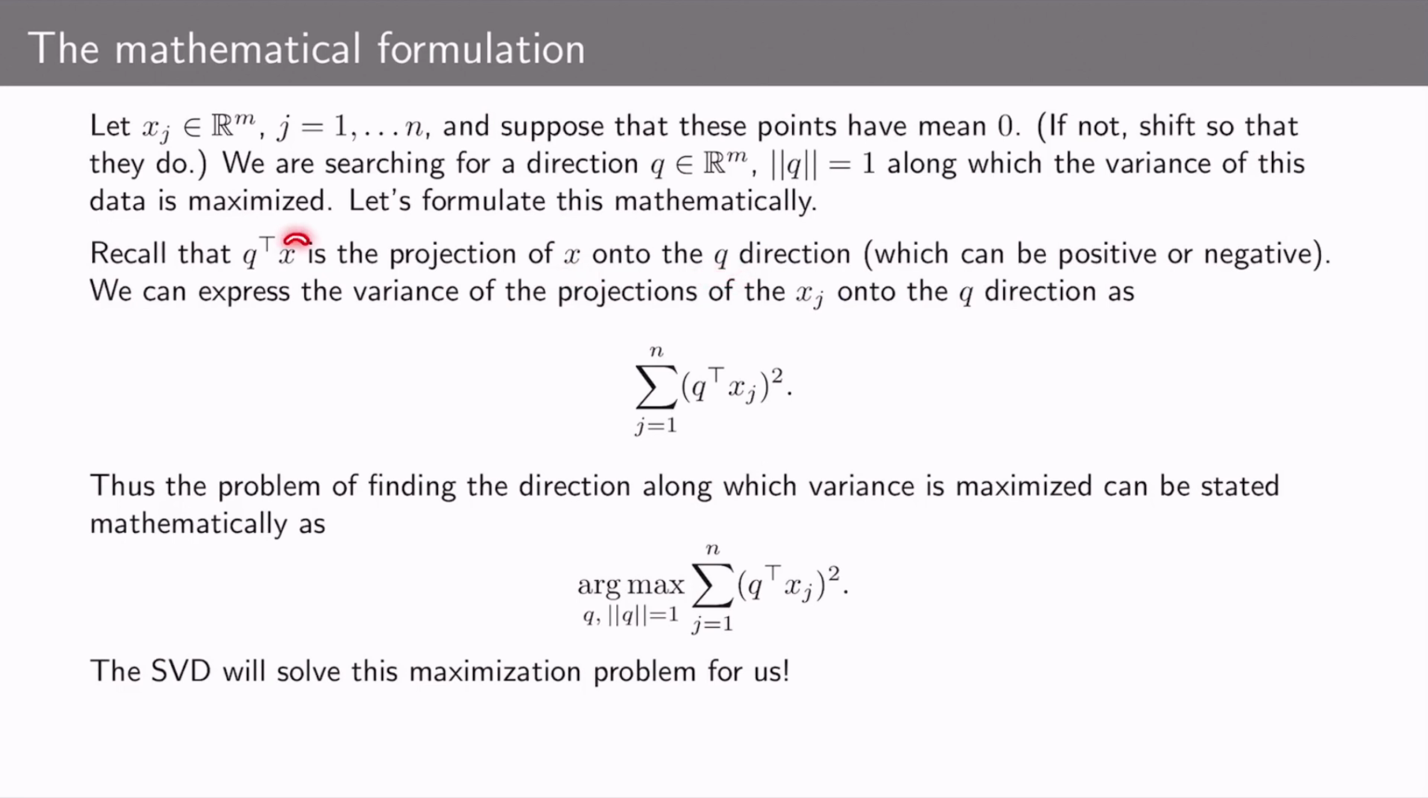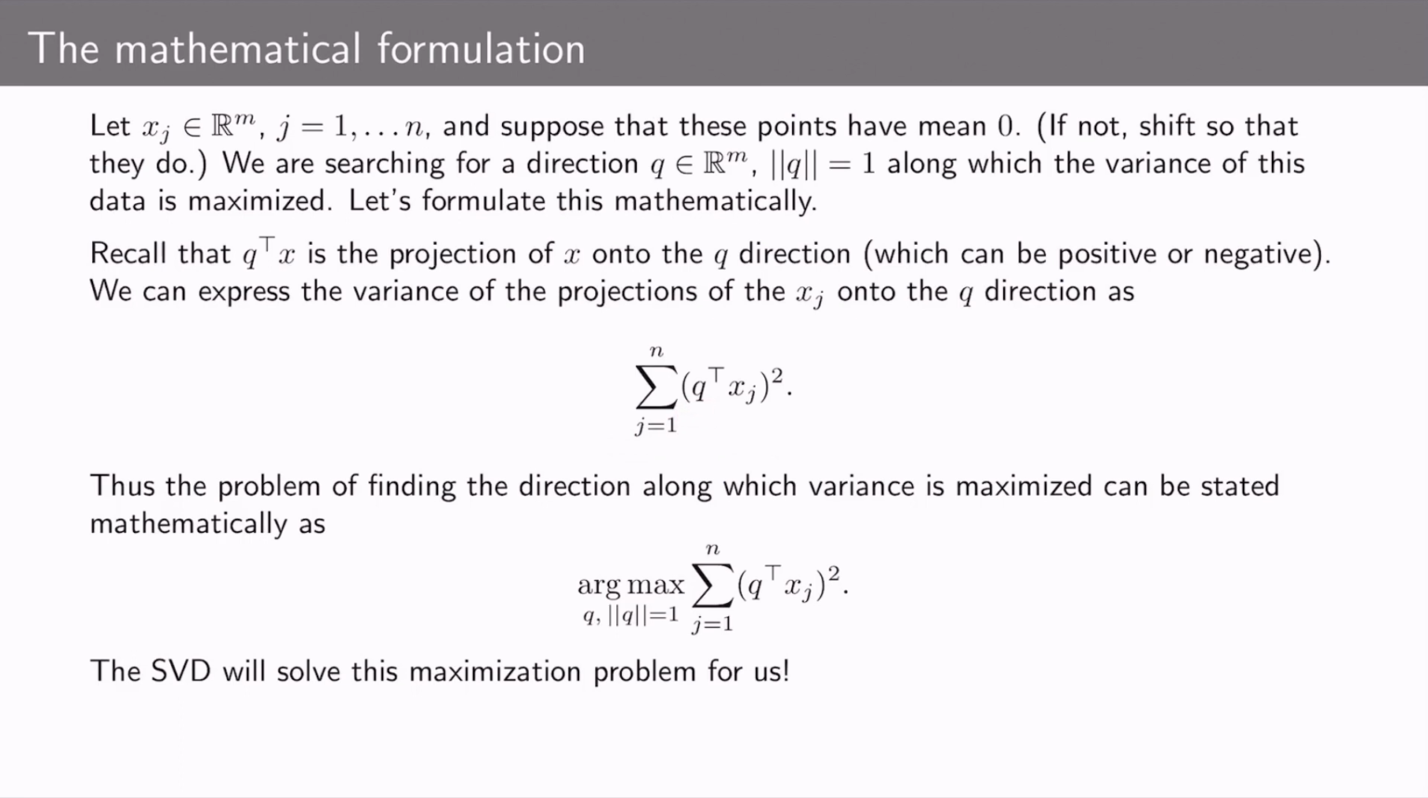So if I start out with a data point x, and I project it orthogonally onto the q direction, I get a red circle. And the magnitude, the absolute value of q transpose x, is exactly the distance of that red circle from the origin. So if I have a direction q, and I want to measure the variance of all my data orthogonally projected onto that direction, I need to add up q transpose xj squared over all of my data points xj. As we've discussed, we'd like to maximize this variance over all choices of direction q.